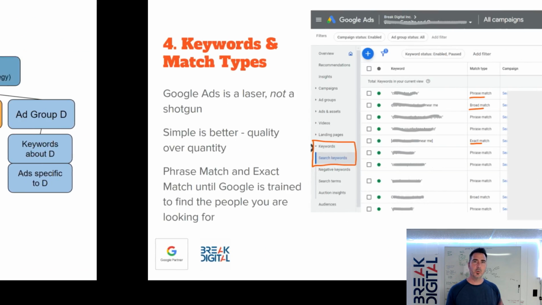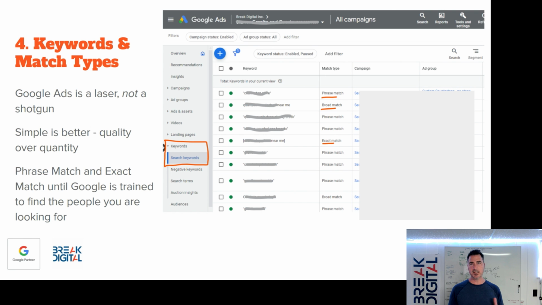Number 4, keywords and match type. Like I said, a lot of people will come to search engine marketing with a scarcity mindset. But we have to treat Google Ads like a laser, not a shotgun. We really want to focus in on the searches and the clicks that matter to our business. When we're picking our keywords and writing our ad copy and building our landing pages, we really are trying to deliver exactly what our target customer is looking for, to the exclusion of all others.